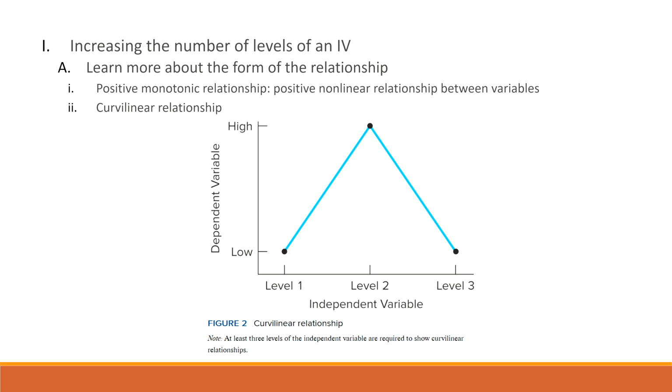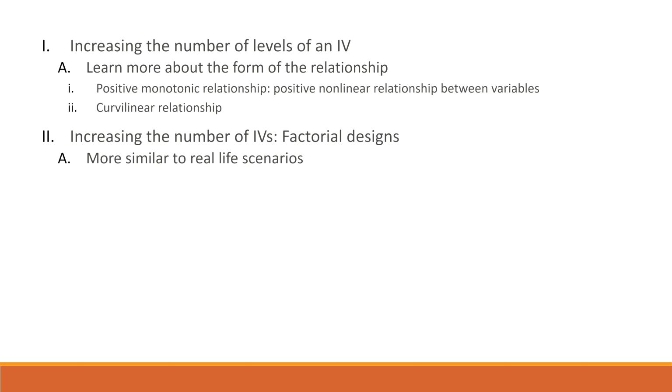When you have more than one level, you can also see curvilinear relationships, where the relation among variables is essentially curved. This is a hypothetical graph showing low or high scores on a dependent variable as a function of 3 levels of an independent variable. If you only measured level 1 and level 2, it would look like a positive relationship. And if you only measured levels 2 and 3, it would look like a negative relationship. But having all 3 levels gives a full understanding of the relation.